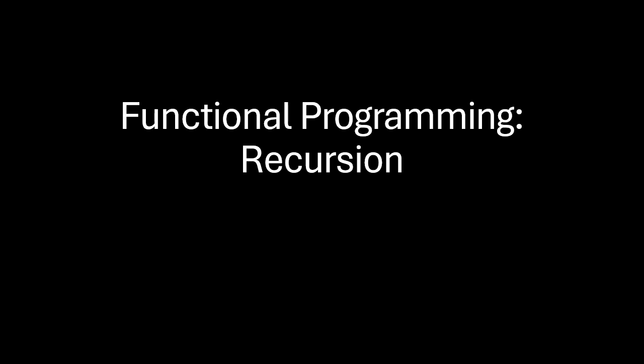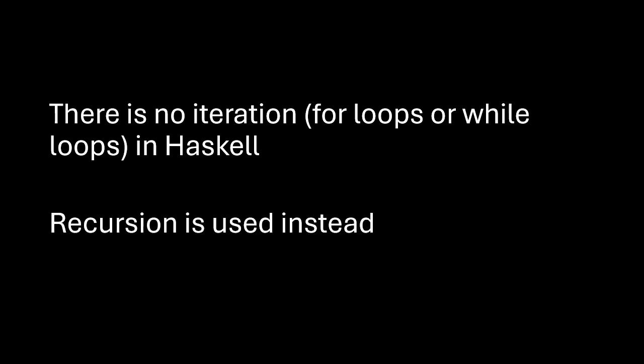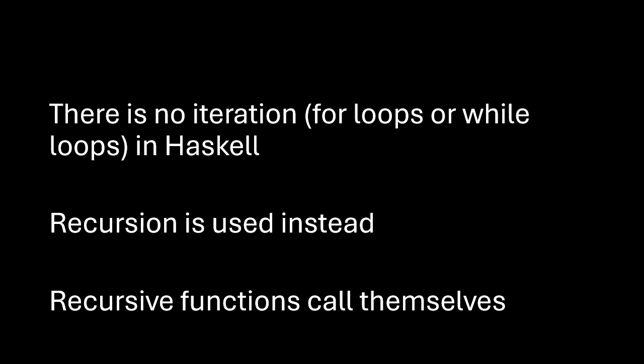We're going to look at recursion in the context of functional programs. There is no iteration within functional programming, within Haskell, so that means there's no for loops, there's no while loops. So as an alternative, we use recursion. Now the way recursive functions work is that they call themselves.